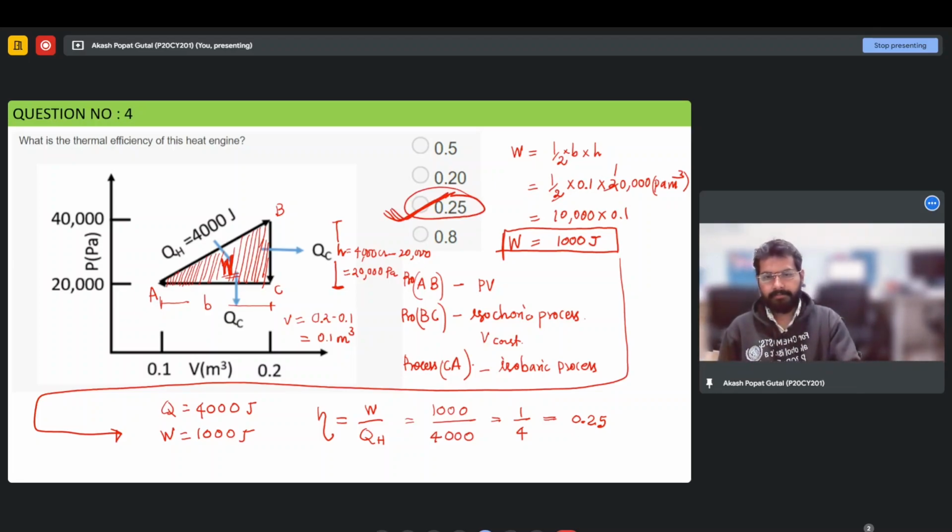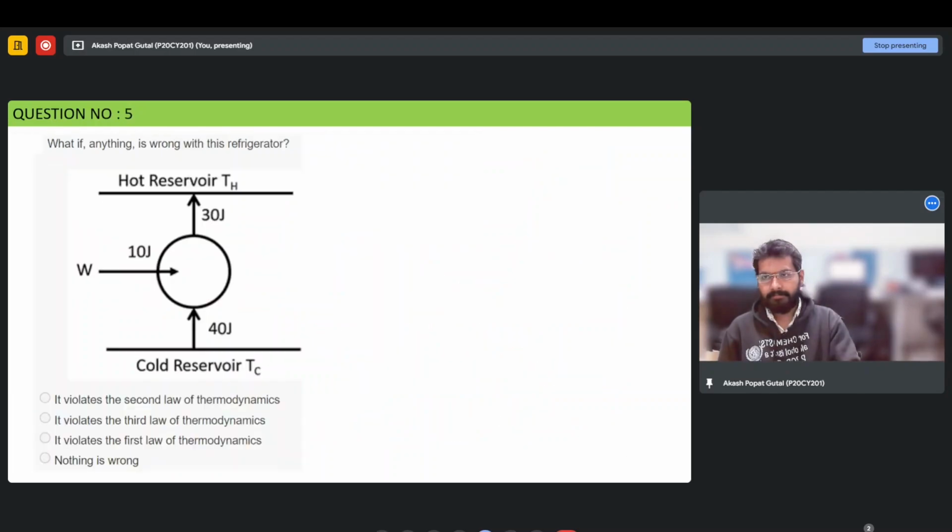So the next question. What if anything is wrong with this refrigerator? It violates the second law of thermodynamics. It violates the third law of thermodynamics. It violates the first law of thermodynamics. Nothing is wrong. Please think about it and try to solve it. Take 4 to 5 minutes.